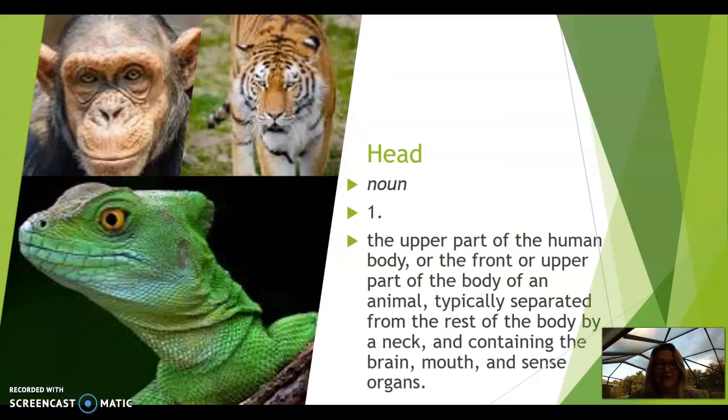Now that we've talked about some of the parts of plants, we're going to move on to some of the things that we're going to see with animals. We all have a head. I have a head, you have a head, and animals have heads. That's one of the things that makes us different from plants.